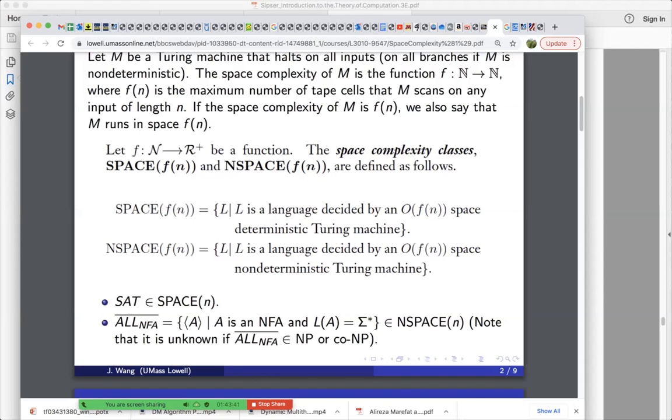All right, so those are some examples. Here I have a note that we don't know whether this problem is in NP or co-NP. That's kind of interesting.